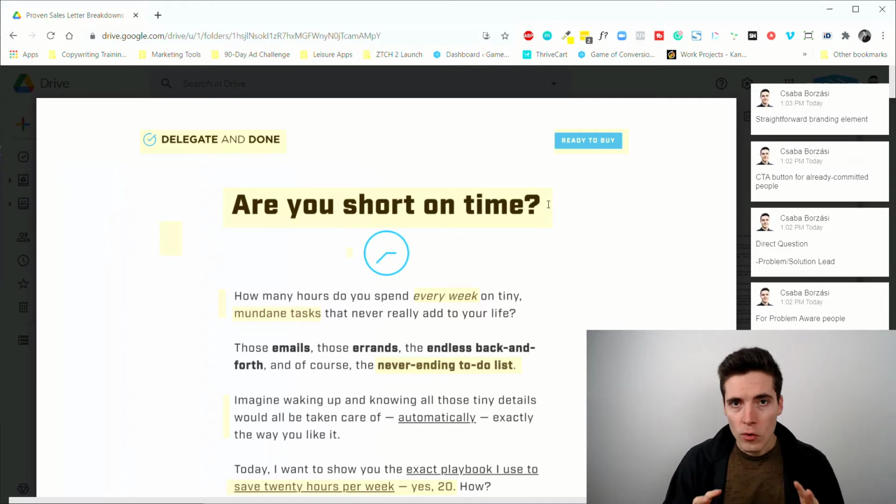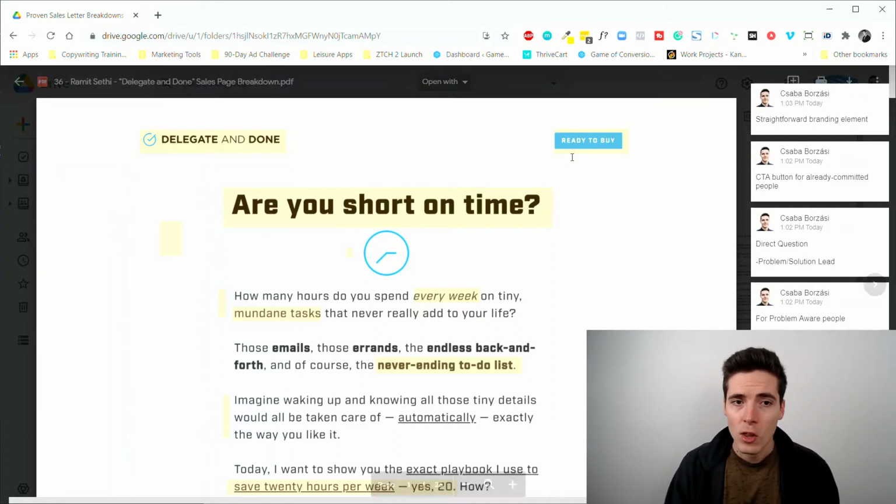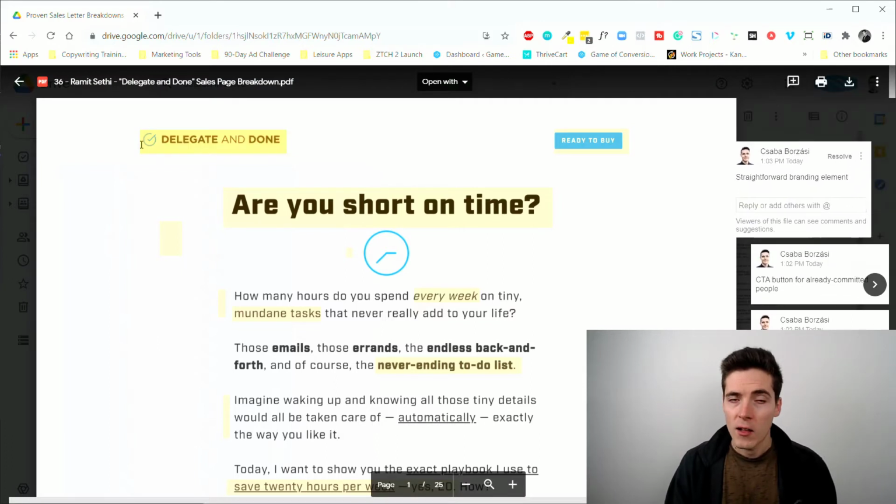So we need to know these types of details before we actually take a closer look at this sales page, because everything will depend on these specific things. So just remember, this audience is problem aware, which means they know that they have a problem, they just don't know how to fix it properly, and it was probably a warmer audience. And because it was probably a warmer audience, it totally makes sense to announce the name of the course immediately, Delegate and Done.